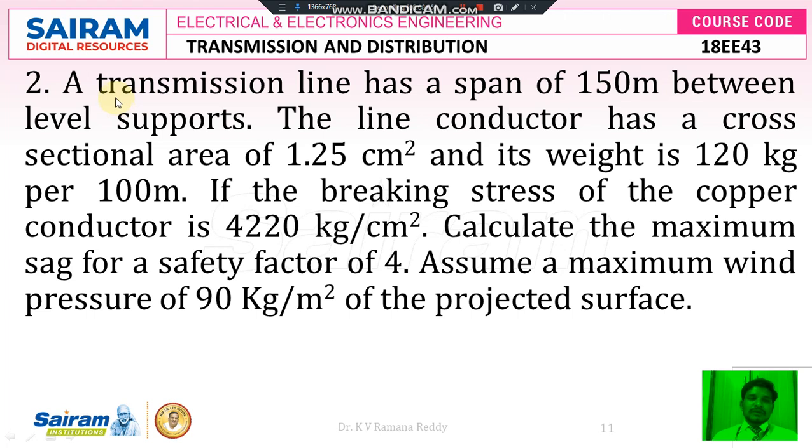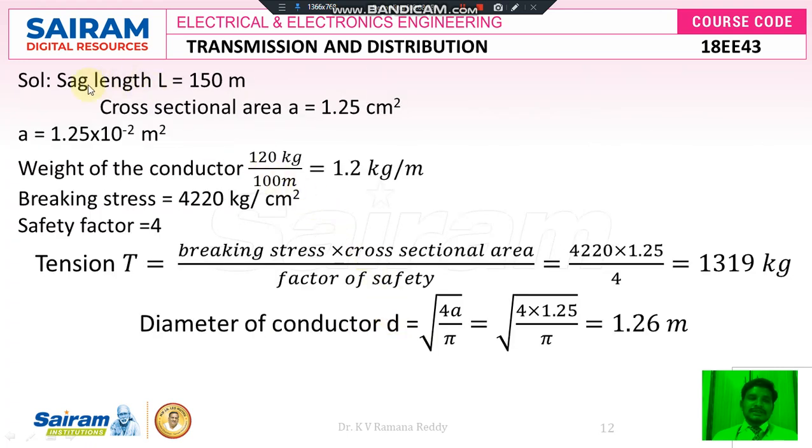Next, one more problem. A transmission line has a span of 150 meters between level supports. The line conductor has a cross-section area of 1.25 centimeter square and its weight is 120 kg per 100 meters. If the breaking stress of the copper conductor is 4220 kg per centimeter square, calculate the maximum sag for a safety factor of 4. Assume a maximum wind pressure of 90 kg per meter square of the projected surface. So here the given data is span length L is equal to 150 meters. Cross-section area A is equal to 1.25 centimeter square.